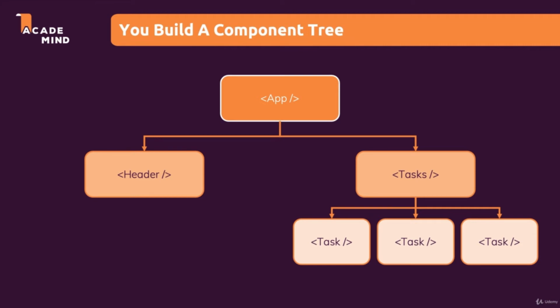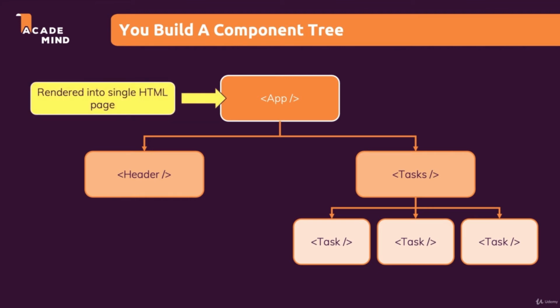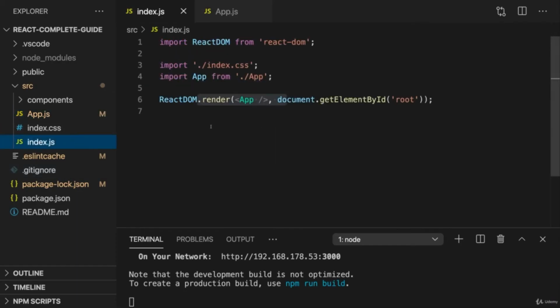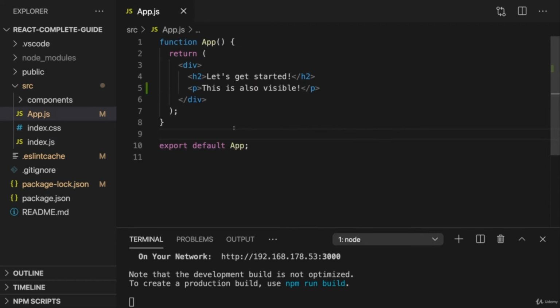And big applications, therefore, of course, can result in quite big component trees, where only the topmost component is rendered directly into the HTML page with help of that React DOM render instruction. All the other components will not be rendered with this instruction, but instead will be used as regular HTML elements inside of our HTML code, inside of our components. But you'll see that all in action in a second.